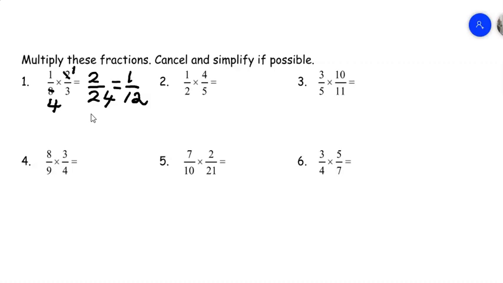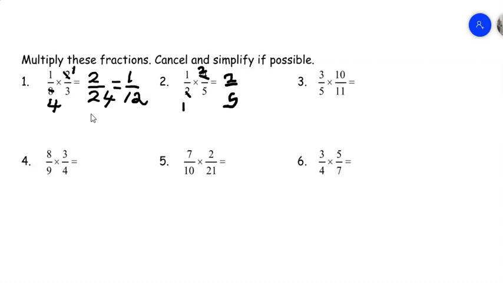So let us do it this way. Cancel out numerators and denominators with common factors. So we get the simplified answer right away. Let's look at number 2. 1/2 times 4/5. We can cancel out the 2 and 4, they have common factor 2. So 2 into 2 is 1. 2 into 4 is 2. 2 times 1 is 2. And 1 times 5 is 5. The answer is 2 over 5.